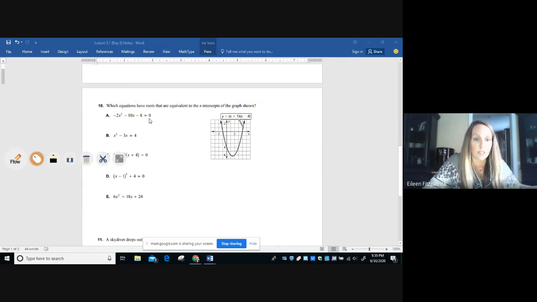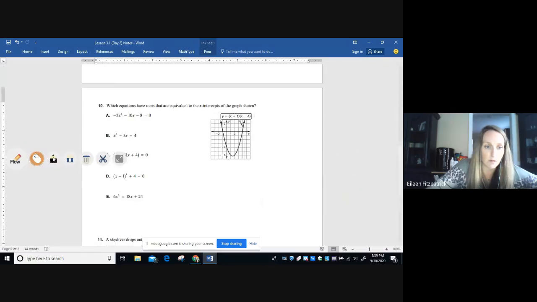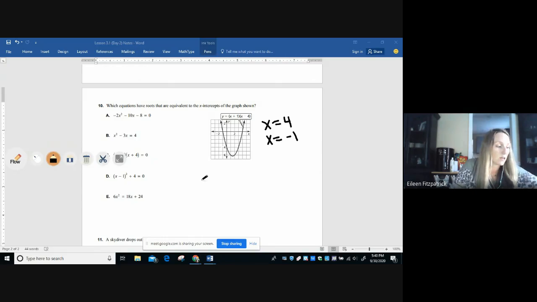It says, which equations have roots that are equivalent to the x-intercepts of the graph shown? The x-intercepts, you can just look to see where they are. I have an x-intercept at 4, and I have an x-intercept at negative 1. So I'm trying to figure out which of the other equations have those same x-intercepts.